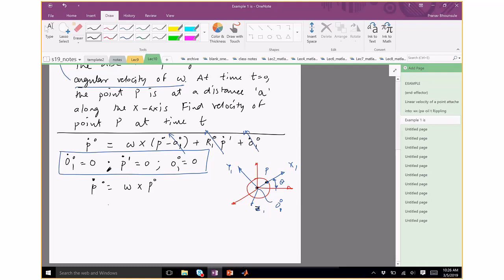If you like, you can write it as the number of ways to do this. One is simply omega k crossed with the position of P, but you have to keep track of the position of P. Initially the position is here, and after some time the position of P is there. So the position of P changes with time.